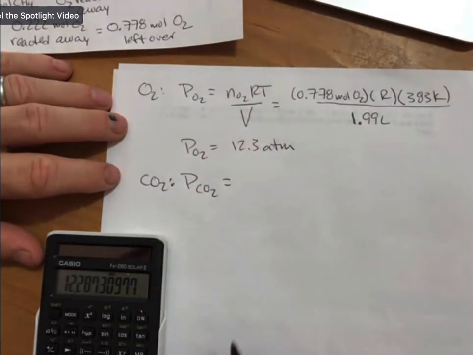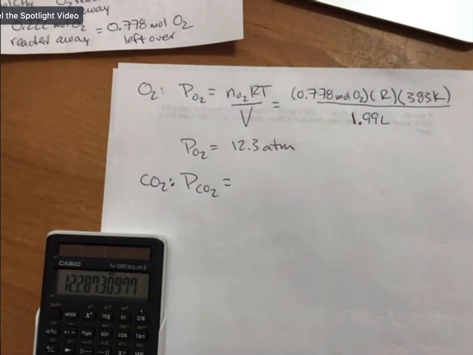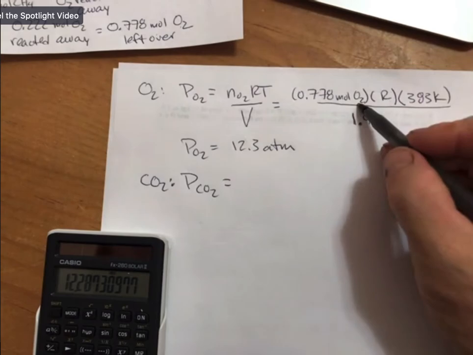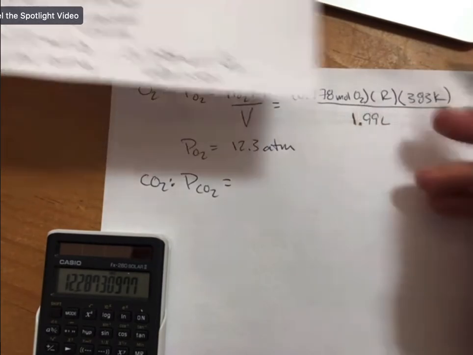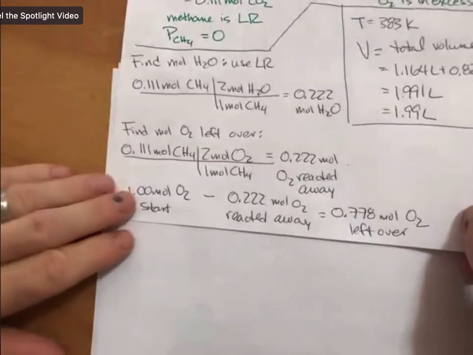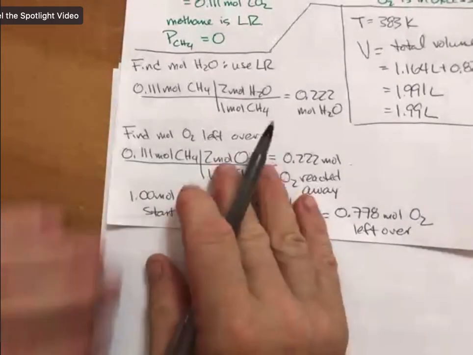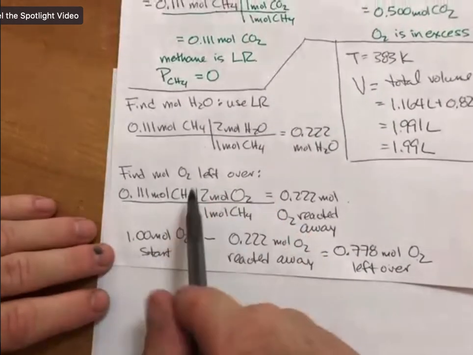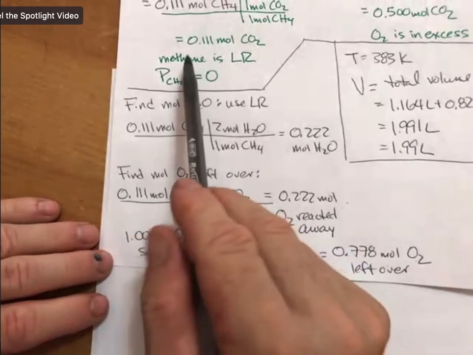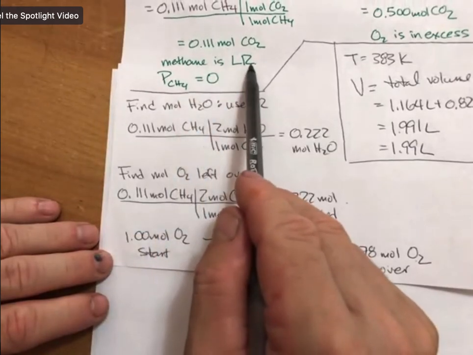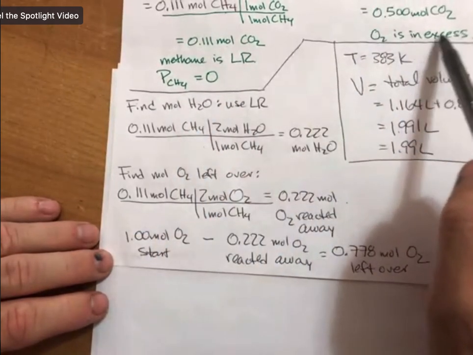Excuse me, Professor. Question, yes. How did you get the moles of oxygen again? How did I get the moles of oxygen? Good question. So from the previous one, so let me ask you a question. Are you comfortable with the fact, or do you have questions about the fact that methane is the limiting reactant and that O2 is in excess? Are you comfortable with that?